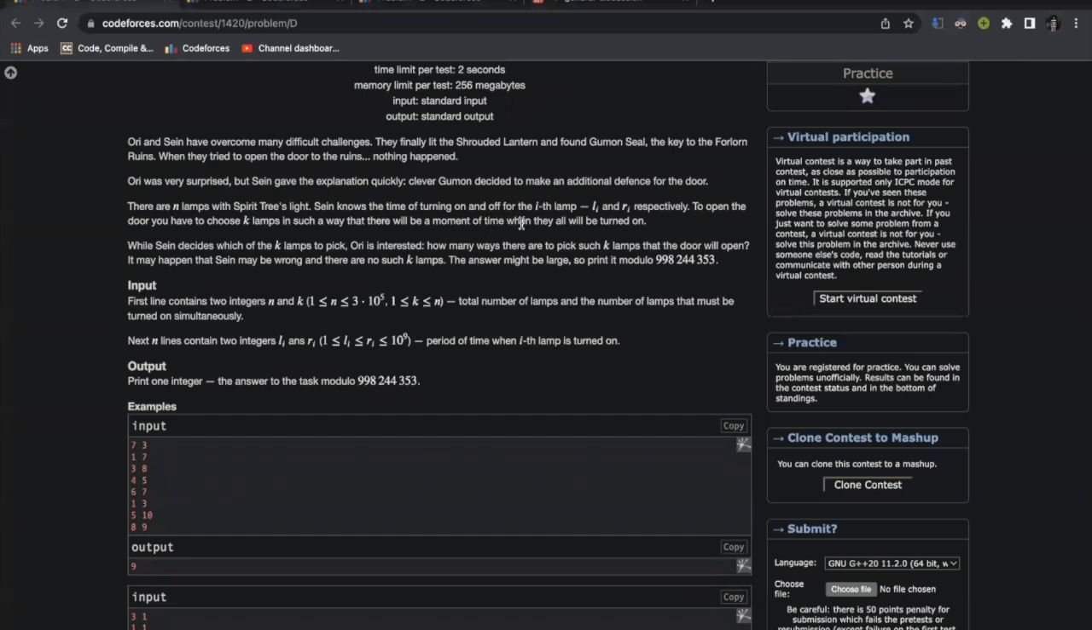So Sumit says we can try fixing the lamp and find the number of corresponding k minus 1 lamps. Okay. But how will you then find the k minus 1 lamps?